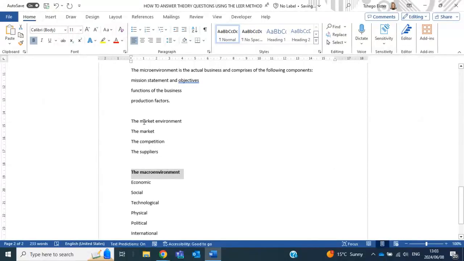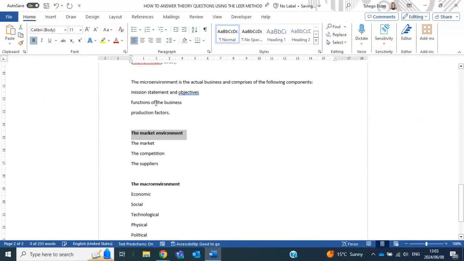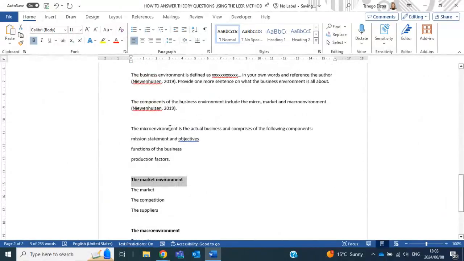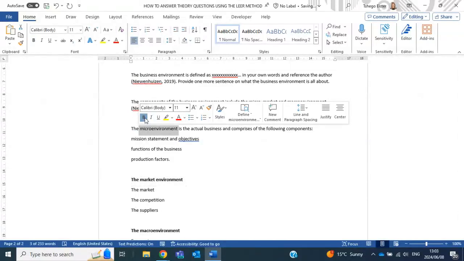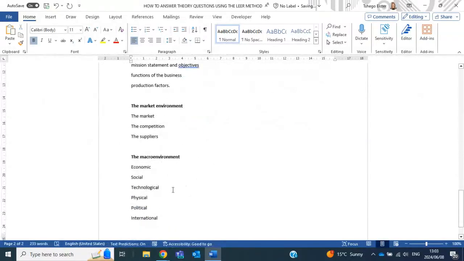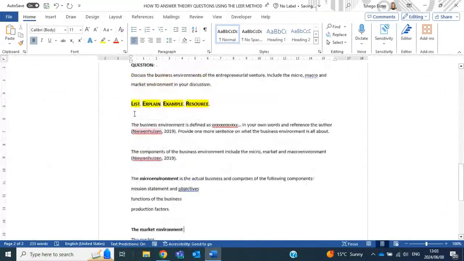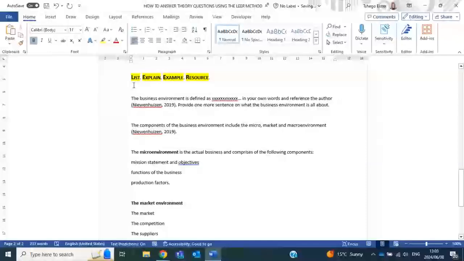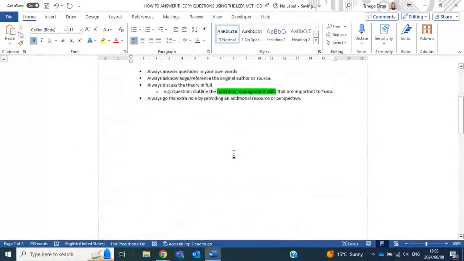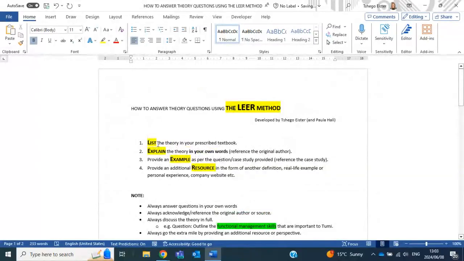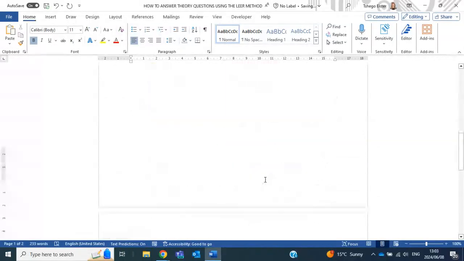And I would put these in headings or in bold at least, so that you can see exactly what the different subheadings are. So what we've done now is we've simply listed the elements, right? And according to the LEER method, you need to list the theory, and that's what we've just done. Now you need to explain the theory in your own words, and you need to reference the original author.